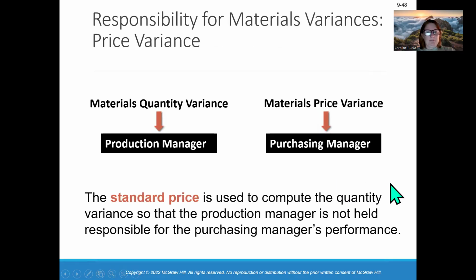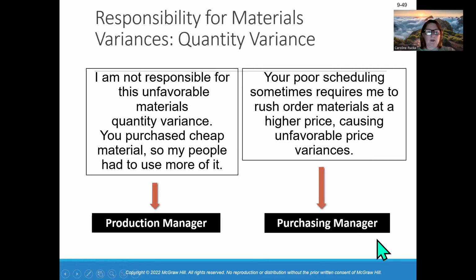So keep in mind that your materials quantity variance is the production manager's responsibility, and the materials price variance is the purchasing manager's responsibility. The standard price is used to compute the quantity variance so that the production manager is not held responsible for the purchasing manager's performance. So this is what your managers have to say. Production manager: I'm not responsible for this unfavorable materials quantity variance. You purchased cheap materials, so my people had to use more of it. The purchasing manager says: your poor scheduling sometimes requires me to rush order materials at a higher price, causing unfavorable price variances.